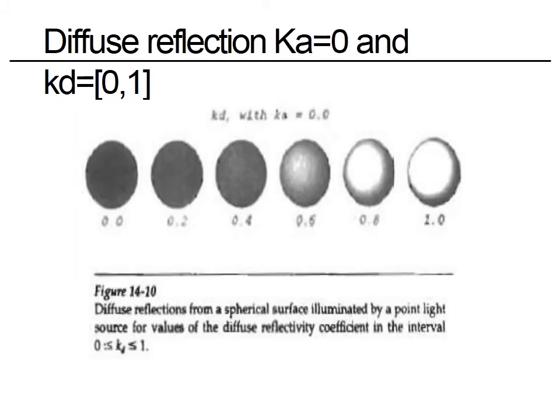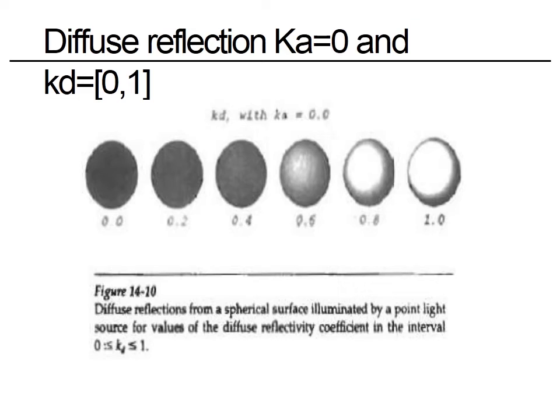So this is the example of Kd, where Ka is equal to 0.0. So now we are having different values. Diffuse reflection from a spherical surface illuminated by a point light source for values of the diffuse reflectivity coefficient Kd in the interval 0 to 1. So we can combine the ambient and point source intensity calculations to obtain an expression for the total diffuse reflection.